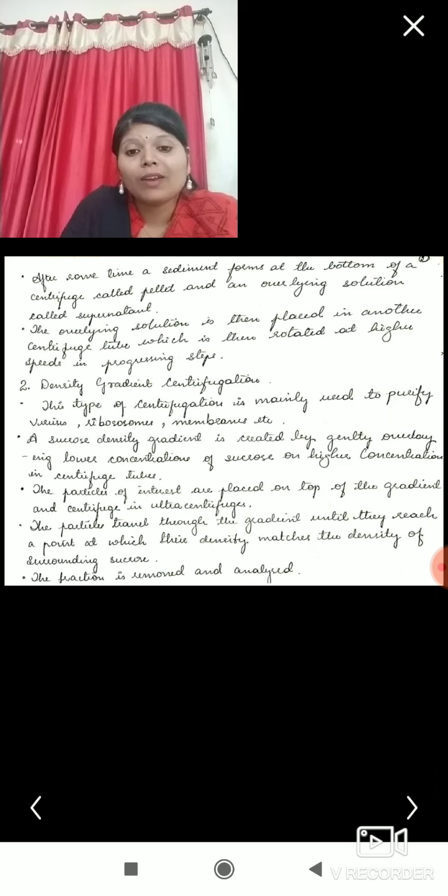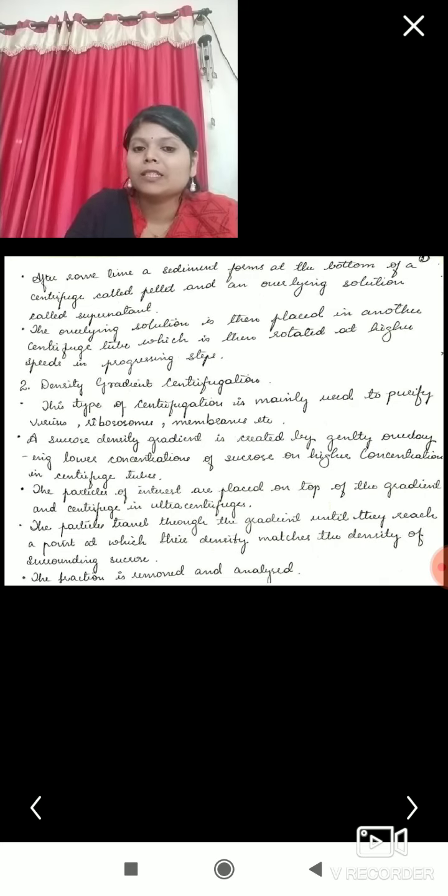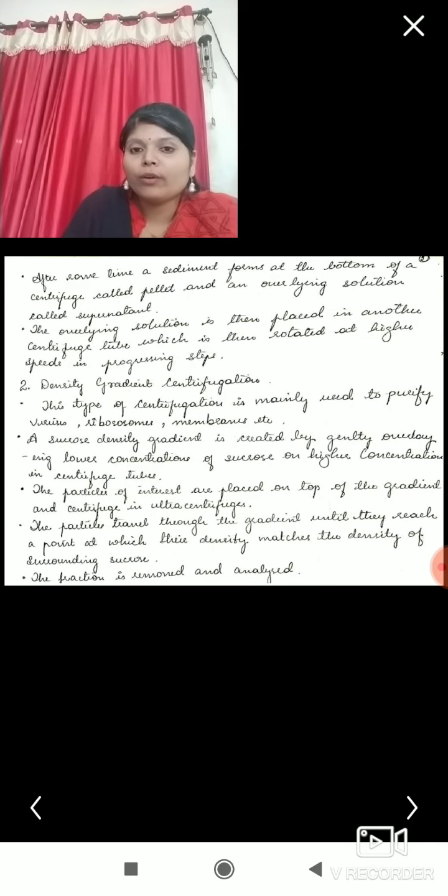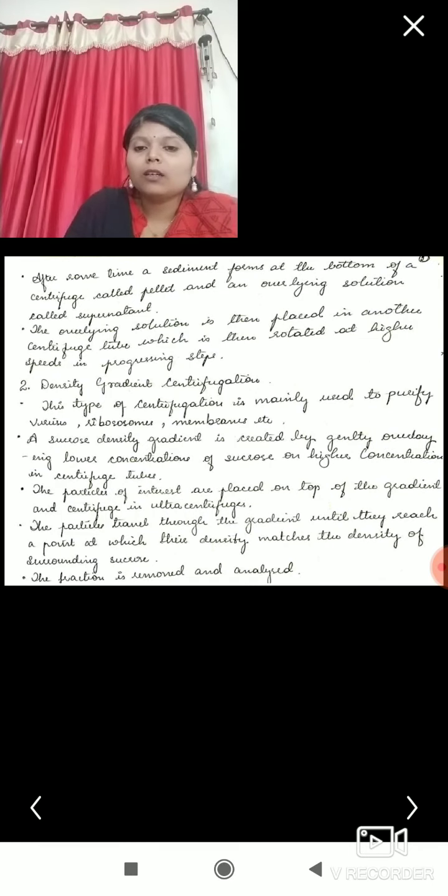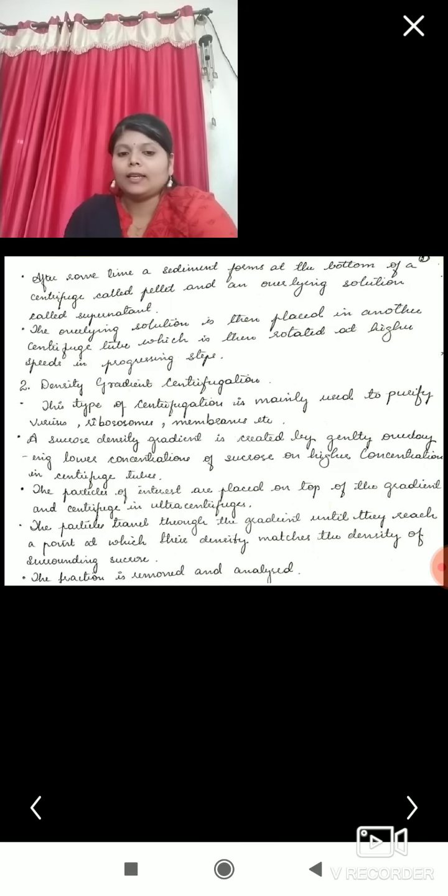The particles travel through the gradient until they reach a point where their density matches the density of the surrounding sucrose. So here also it's the same thing as the other one, but here a density or mass gradient is acting on it, and the fraction is removed and it will be analyzed.